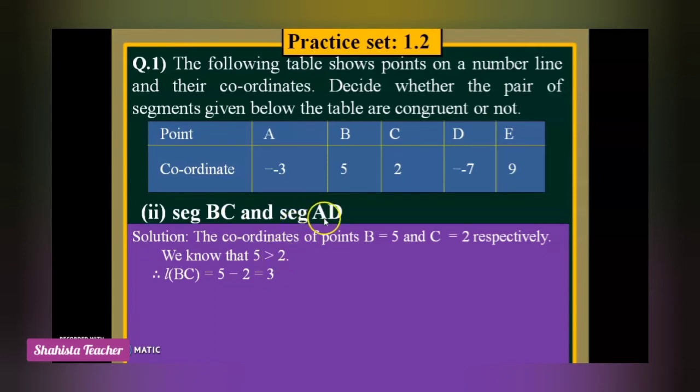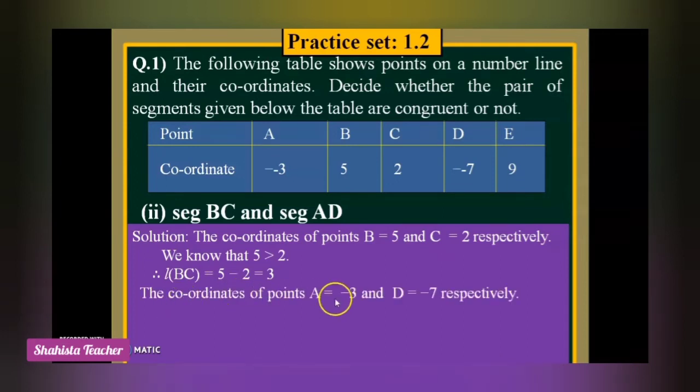Now let's calculate segment AD. Here, the coordinate of A is minus 3 and D is minus 7 respectively. Is that clear? Now which number is greater, minus 3 or minus 7? Both are negative. As I told you before, among negative numbers, the smaller number is the greater one.